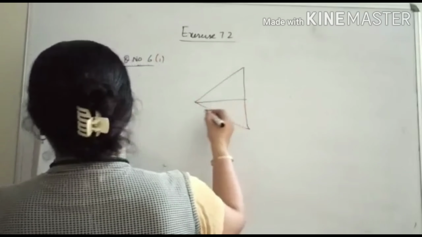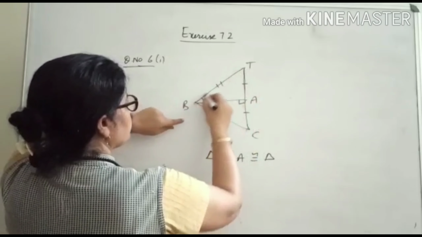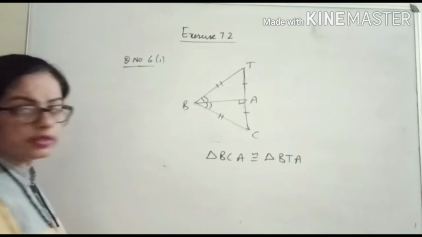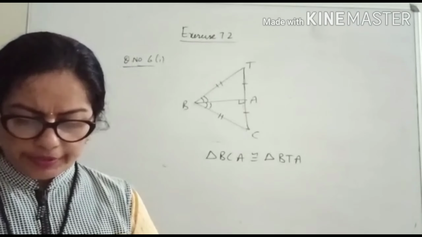BCA. See carefully here. BCA. Second to side, to first side. Here also second side to first side. BTA. Here will be BTA. This will be the answer. He is only asking to complete the congruence. What will come here? That we have written. Similarly, you can do the second part also.